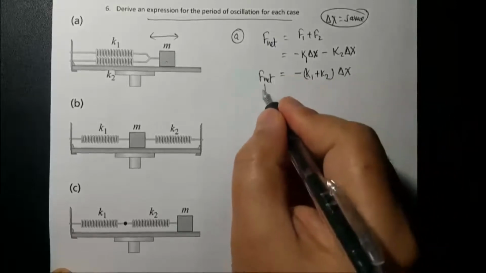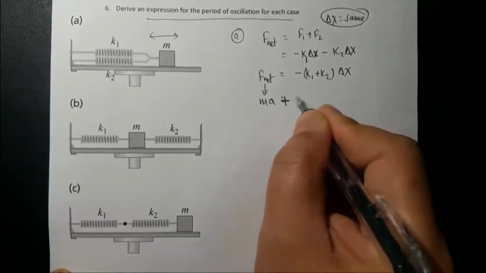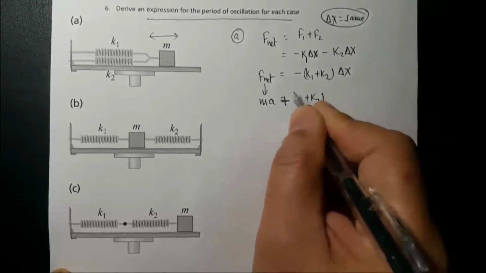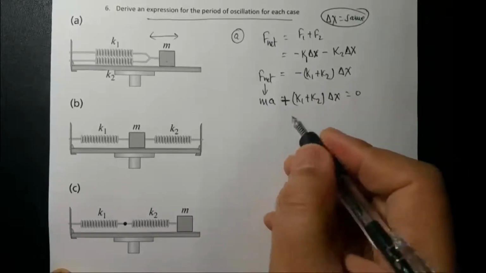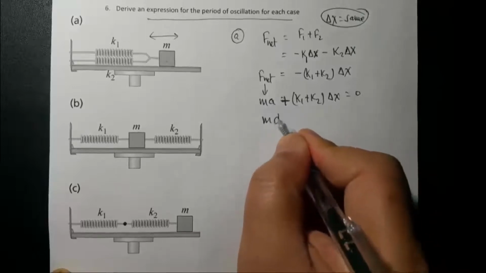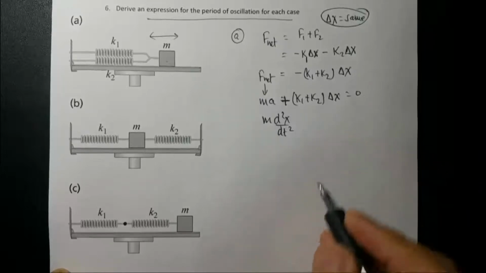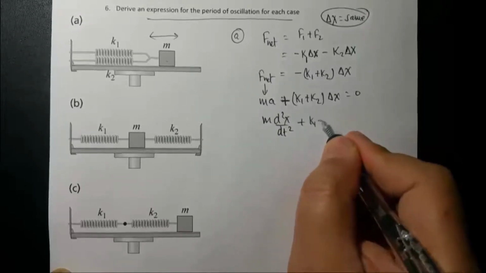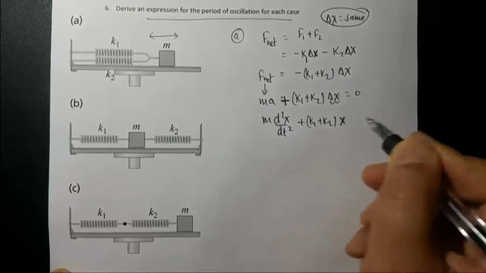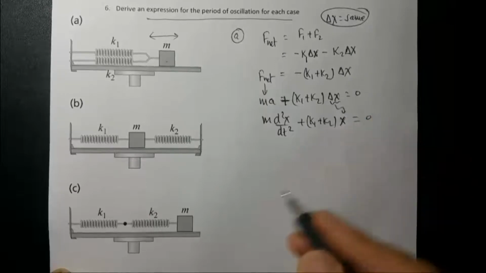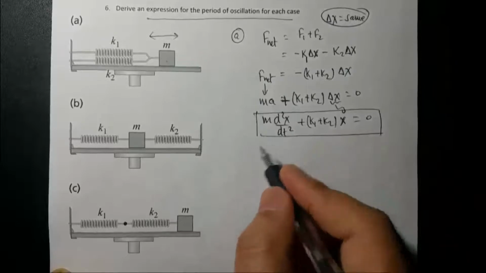Then from Newton's second law, the net force is mass times acceleration, so m a plus k1 plus k2 times the elongation is 0. Mass times acceleration in differential form is just the second order derivative with respect to t, so m d²x/dt² plus k1 plus k2 times x. Delta x or x doesn't really matter, so you can just replace delta x with x. So this is again a second order differential equation.